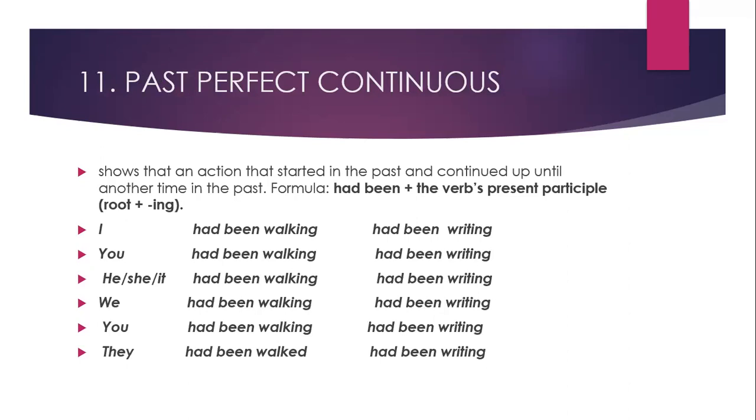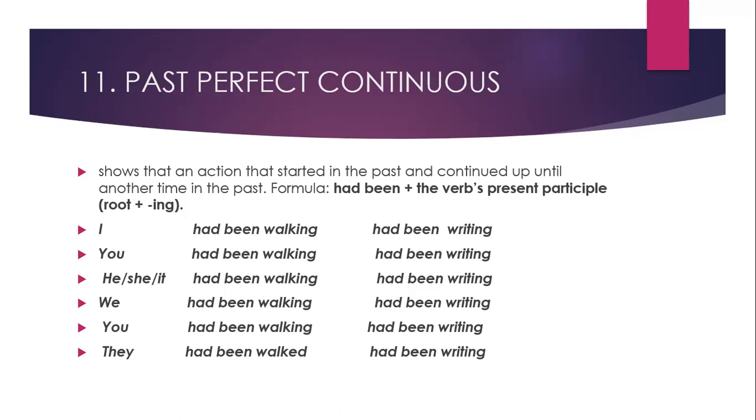Past perfect continuous. Now, the past perfect continuous is used to show an action that started in the past and continued up until another time in the past. So it went on for a while in the past. It started and went on for a while in the past. All this is in the past. All right. The formula is had been plus the verb's present participle. That's the ing form. So had been plus the present participle of the main verb.